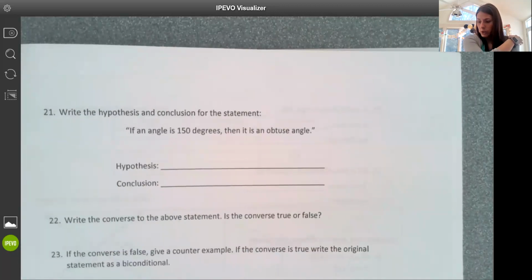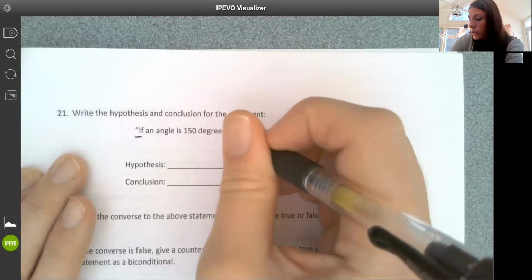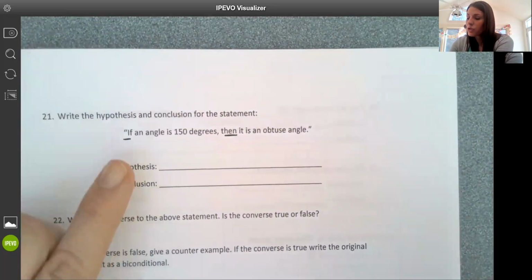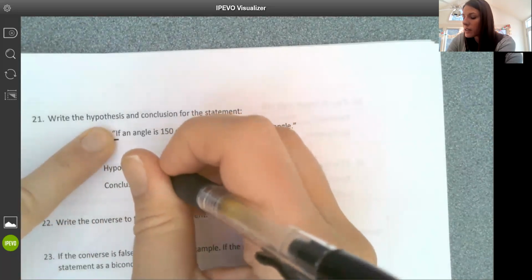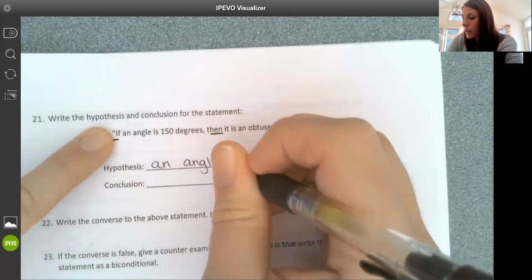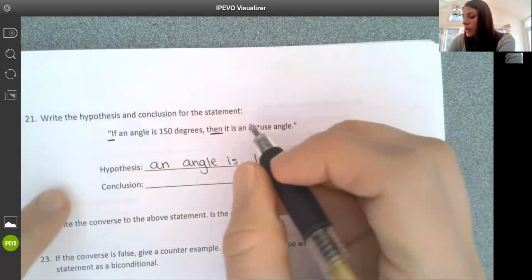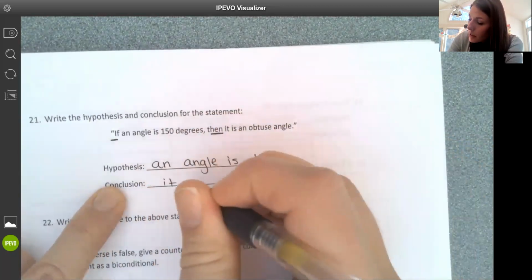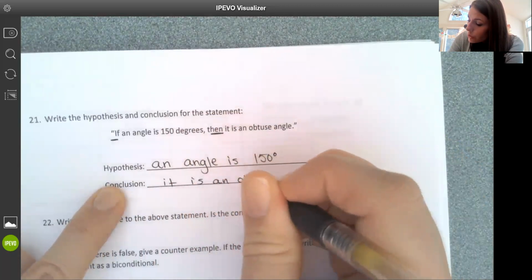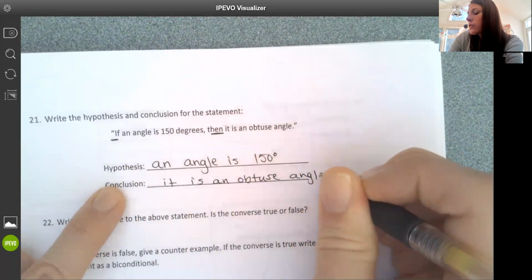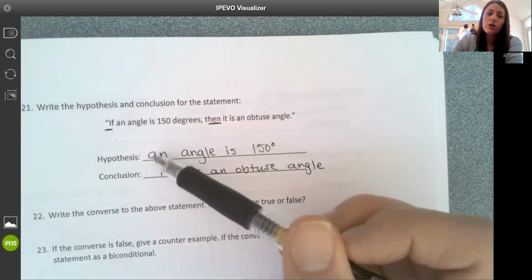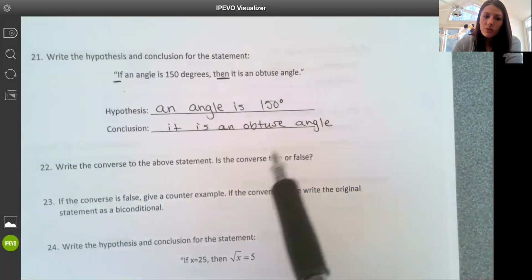So those if-then statements and proofs. So hypothesis and conclusion. On the checkouts for this, what some of us were missing is that, and I still give you credit for it, but technically the hypothesis and the conclusion don't contain the if and the then. So we have this if-then statement. The hypothesis is just the piece after it. So the hypothesis is an angle is 150 degrees. The conclusion is it is an obtuse angle. Okay, so it doesn't have the if or the then included when I write what the hypothesis and conclusion are.